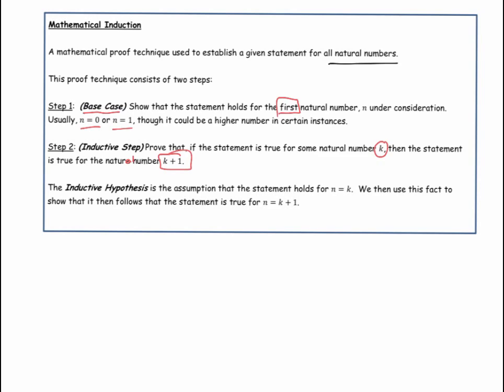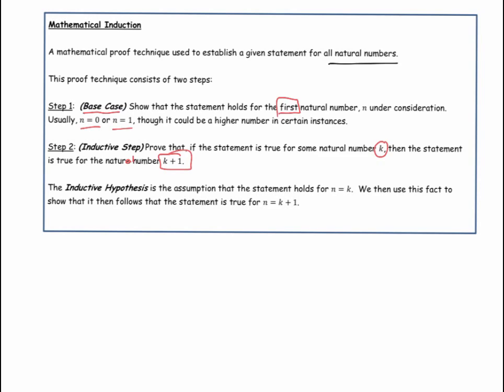All right, and the useful analogy is that it's like a series of dominoes. The base case is analogous to pushing the first domino over, and the inductive step is you proving that if one domino falls, the next one's going to fall. So the result is that all the dominoes are going to fall.